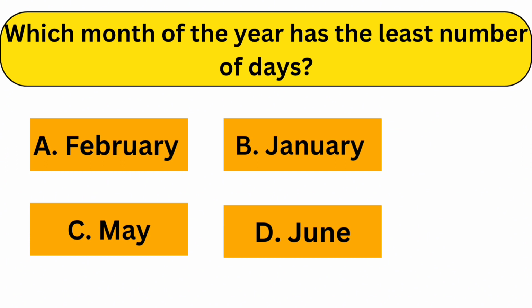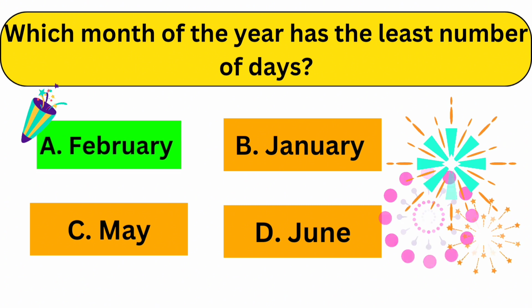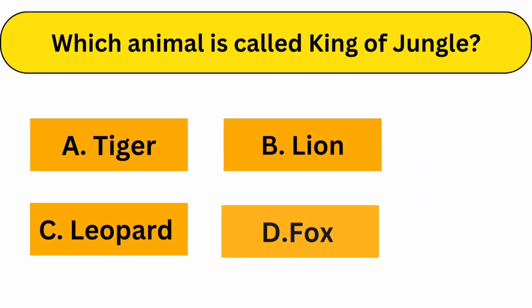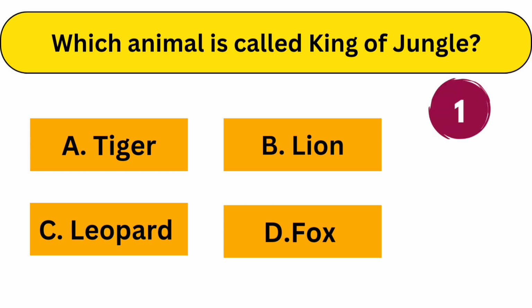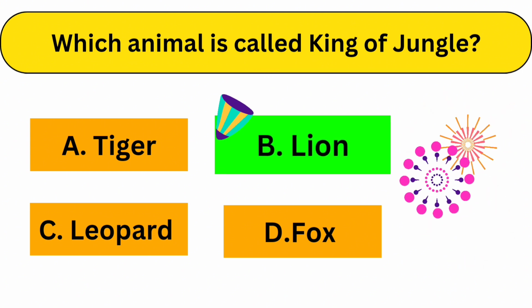Which month of the year has the least number of days? E is the right answer. Which animal is called King of the Jungle? The right answer is B.